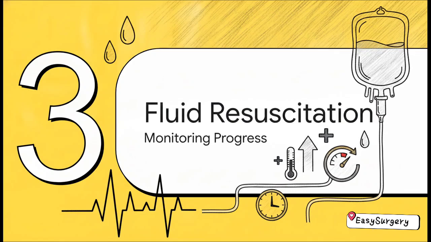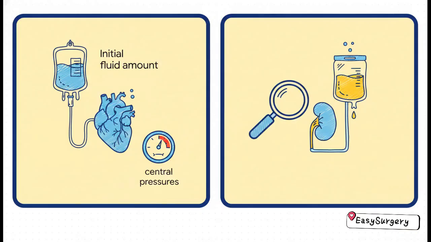Once we identify the class of shock, we have to initiate targeted fluids and rigorously monitor the response. There's a super important distinction to make here. If you want to know how much fluid to give initially, you've got to rely on central pressures like central venous pressure, or CVP, and pulmonary capillary wedge pressure. But if you want the best clinical indicator to tell you if your resuscitation is actually adequate and perfusing the organs, you need to carefully monitor the urine output.